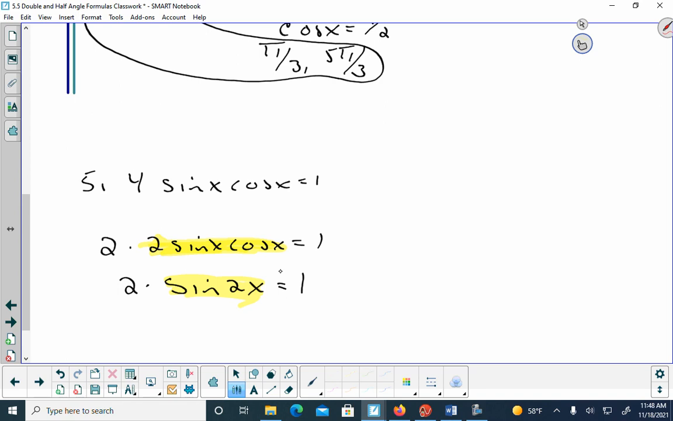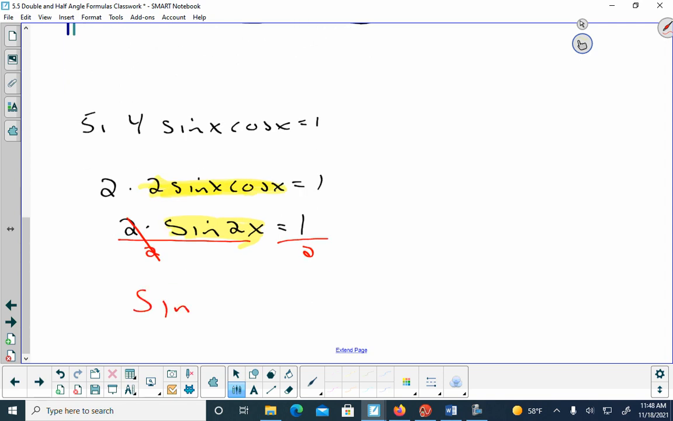Now what I'm going to do is divide both sides by 2. And when I divide both sides by 2, I'm just dividing the coefficient. I cannot divide that 2x out of there. Does that make sense? Because of order of operations. So now I have sine of 2x is equal to 1/2.